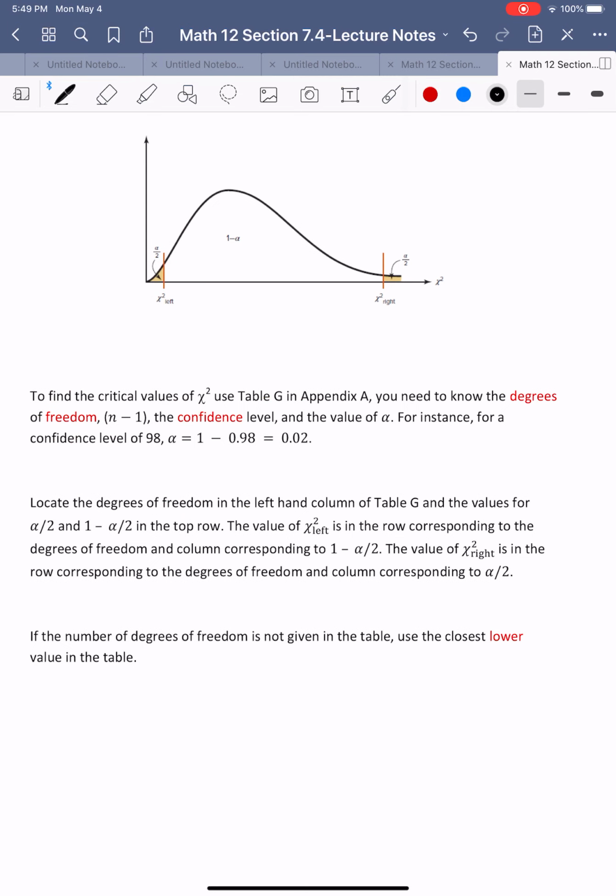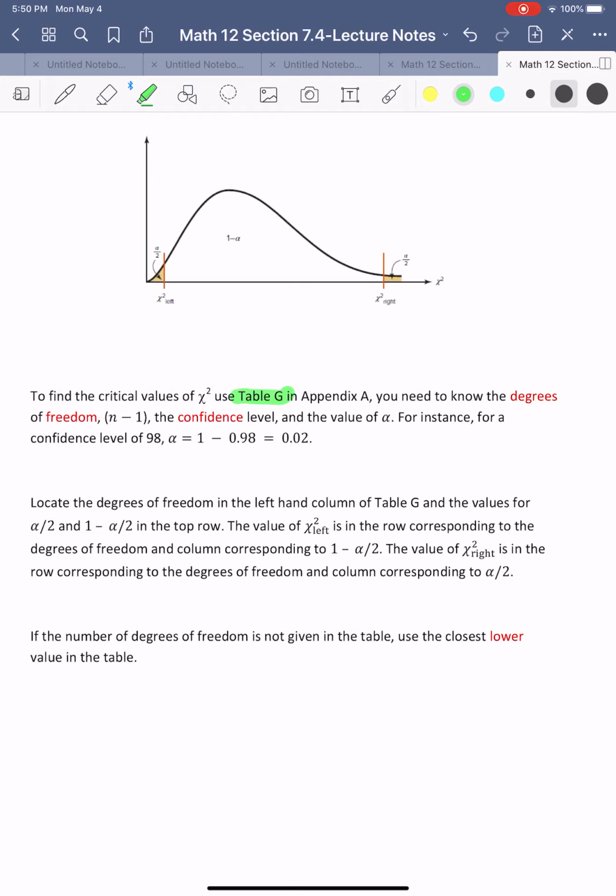To find the critical value of the chi-square, use Table G in Appendix A. You need to know the degrees of freedom, which is n-1, the confidence level, and the value of alpha. For instance, for a confidence level of 98%, alpha equals 1 minus 0.98, which is 0.02. Then locate the degrees of freedom in the left-hand column of Table G, and the values for alpha over 2 and 1 minus alpha over 2 in the top row.